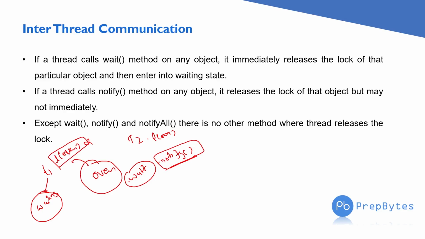So T1 releases the lock immediately after using the dot wait method. But T2 might have some more work, so after notify it may not release the lock immediately, but it also has to release it. The reason is very simple: the notification will go to T1, and T1 will execute its remaining code. Since it is in the synchronized area, it will need the lock of O1 again. So this is the reason why the lock has to be released by both T1 and T2. Except wait and notifyAll, there is no other method where a thread releases the lock.